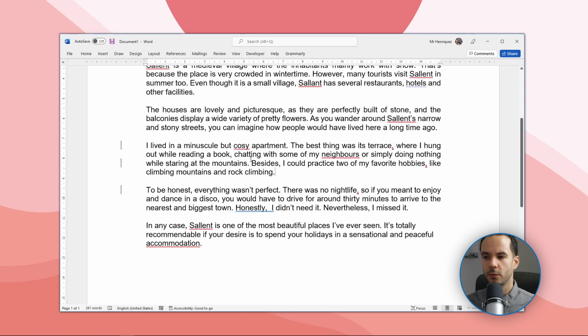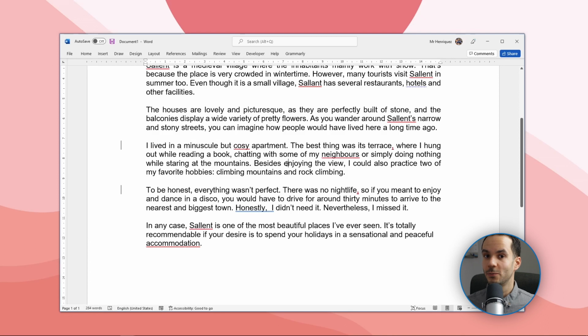Now in this sentence, I want to add besides what. Now although besides is a nice linking word, we need to change it a bit, so I'm going to add a noun phrase. I'm going to change it into besides enjoying the view, I could practice 2 of my favourite hobbies. I'm going to add I could also practice 2 of my favourite hobbies. We have a comma here, which I added, but I'm going to change it into a colon. And then it becomes I could also practice 2 of my favourite hobbies. And then we can remove like, and it becomes climbing mountains and rock climbing.